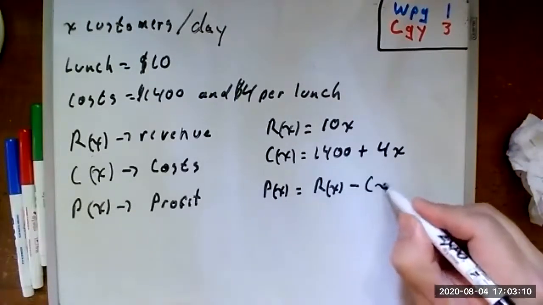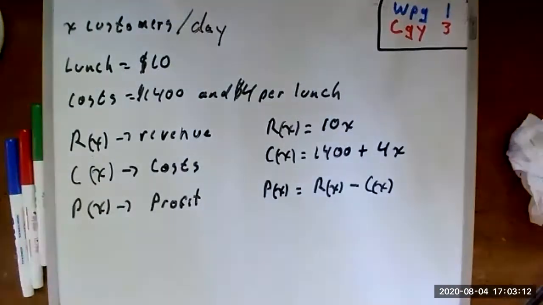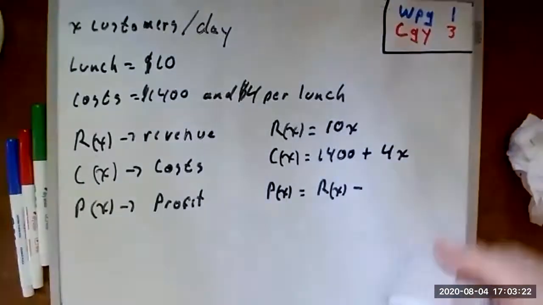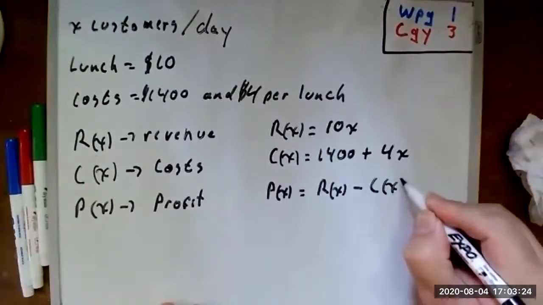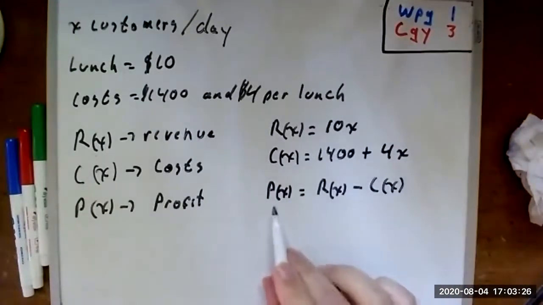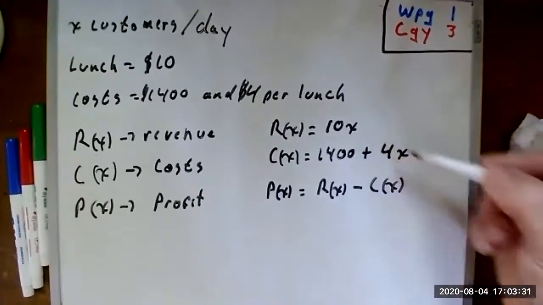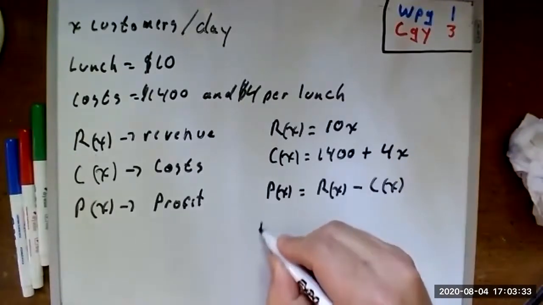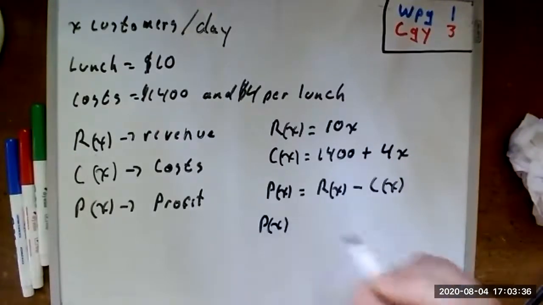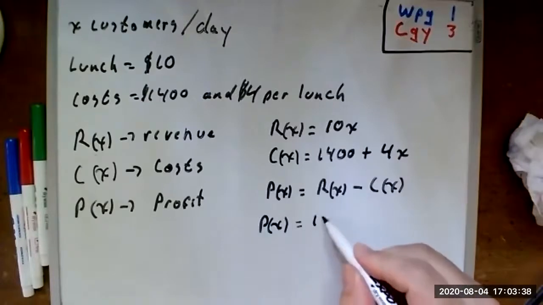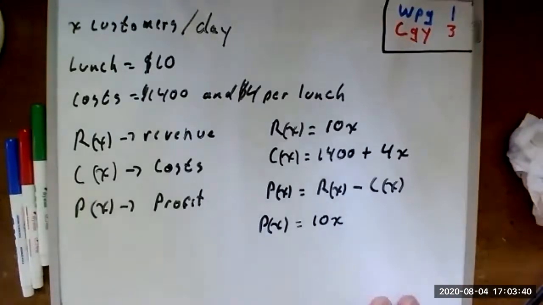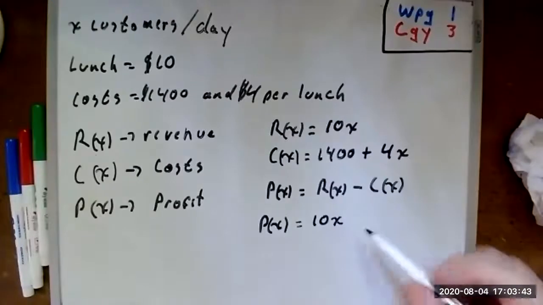So then our profit is always going to be our revenue minus our costs. And there we can see a simple way that we can use the function notation to put together multiple expressions. Profit is going to be revenue minus cost. So now I can actually replace R of X and C of X with what R of X and C of X are actually equal to.